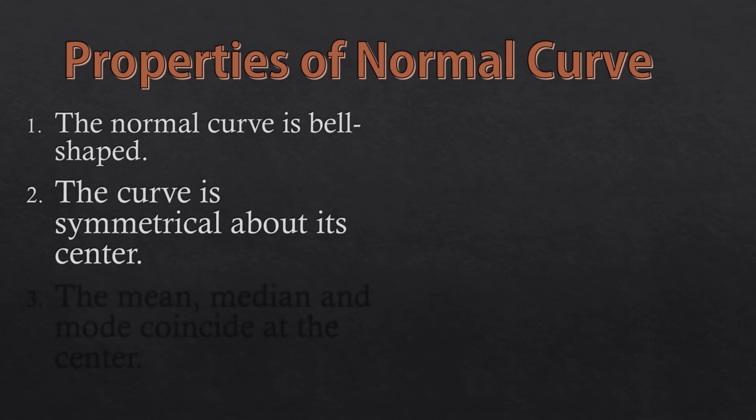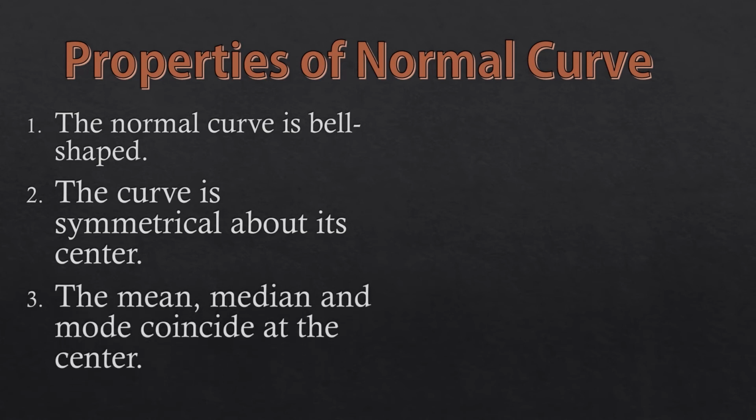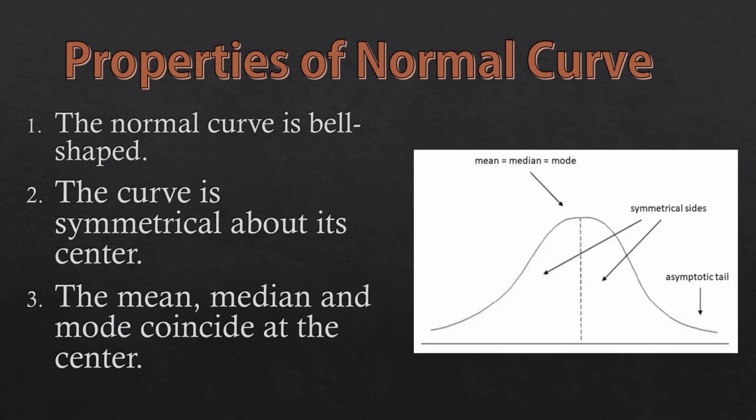Second property, the curve is symmetrical about its center. This means that if we draw a segment from the peak of the curve down to the horizontal axis, the segment divides the normal curve into two parts. That is the meaning of symmetrical. Third property, the mean, median, and mode coincide at the center. I'll show you the graph. This is an example of a normal curve. This one is bell-shaped.